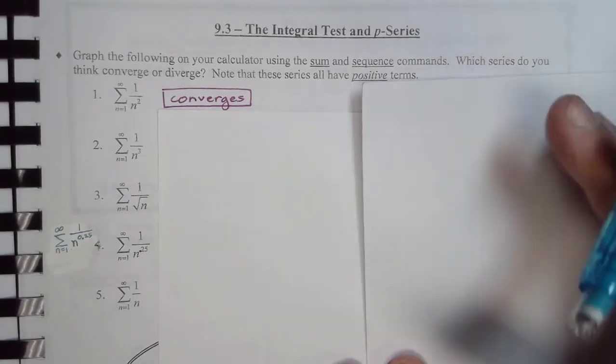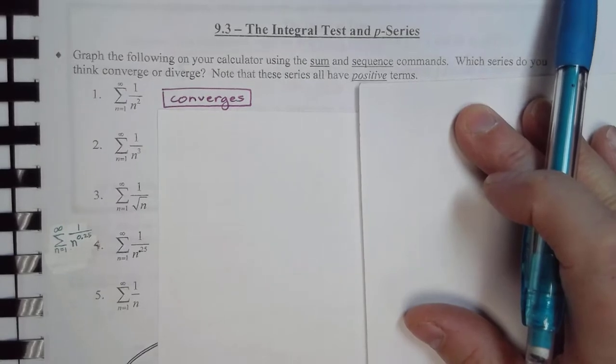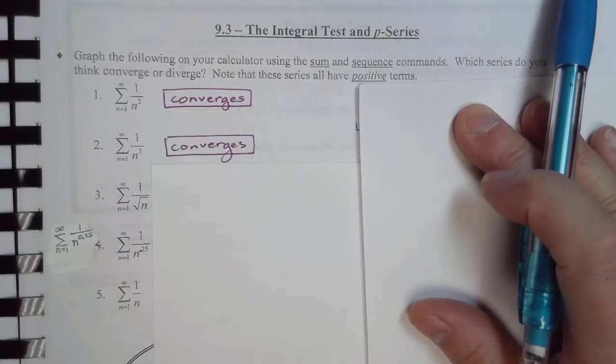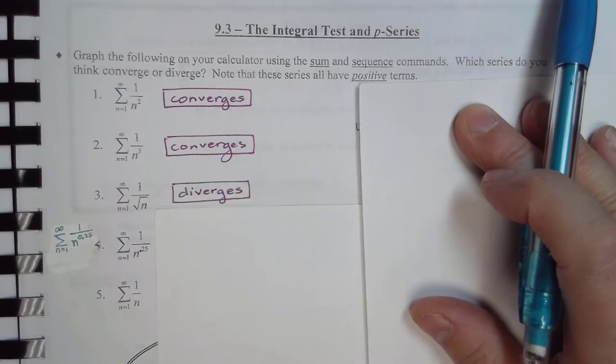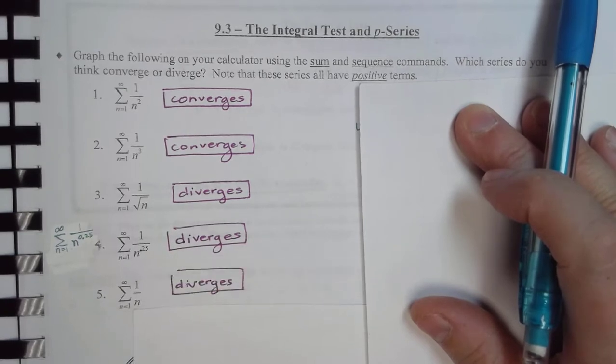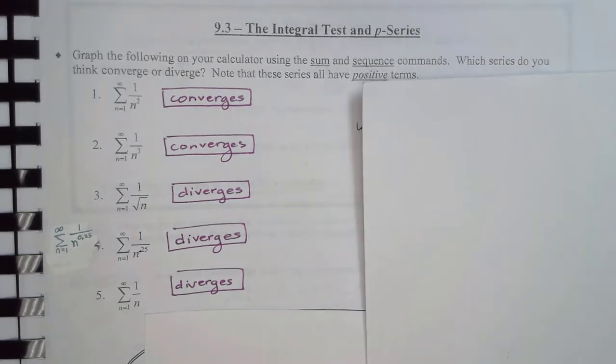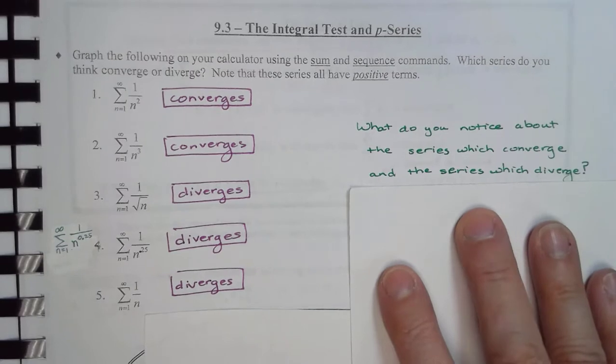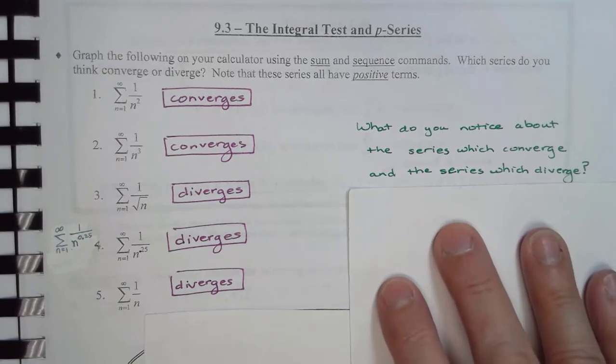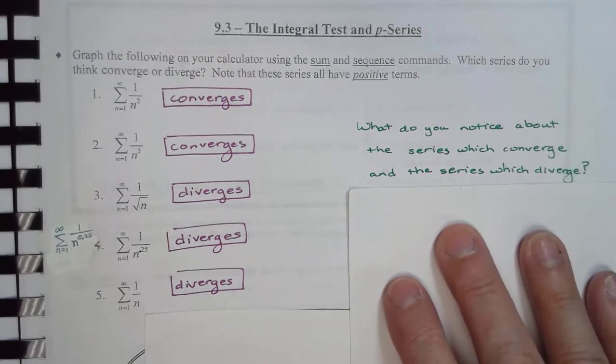This one converges. Number 2 converges. Number 3 diverges. Number 4 diverges. Number 5 diverges. What do you notice about the series which converge and the series which diverge?